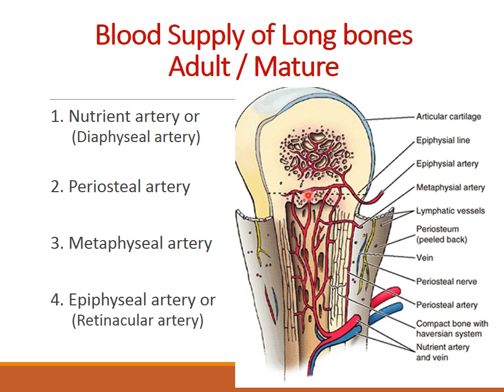So this is just below the epiphyseal cartilages on both ends of the bones, and these areas are called the metaphysis of the bone, which is basically more prominent when this is a mature growing bone. So here you have seen the 4 sets of the blood vessels: nutrient artery or the diaphyseal artery passing through the nutrient foramen, periosteal arteries, the metaphyseal artery, and epiphyseal artery, which is also known as retinacular artery.